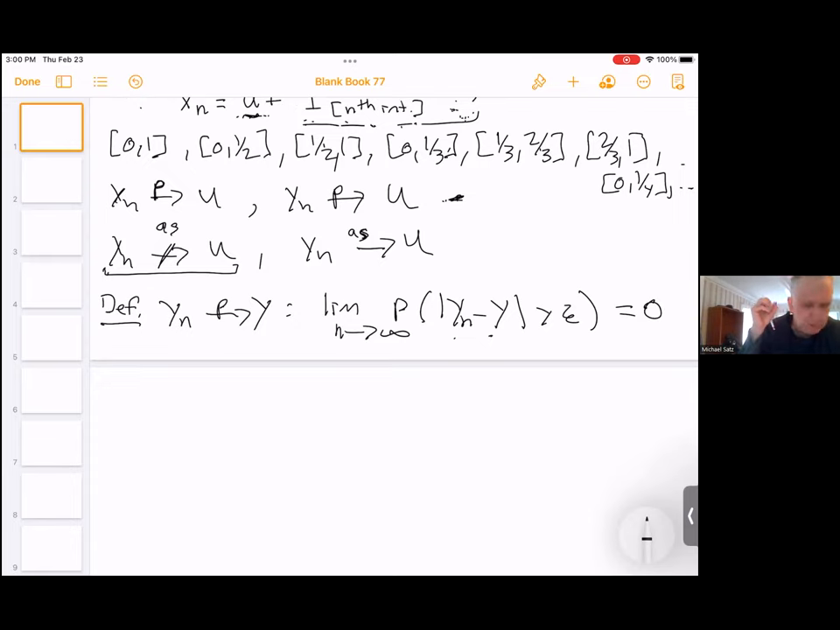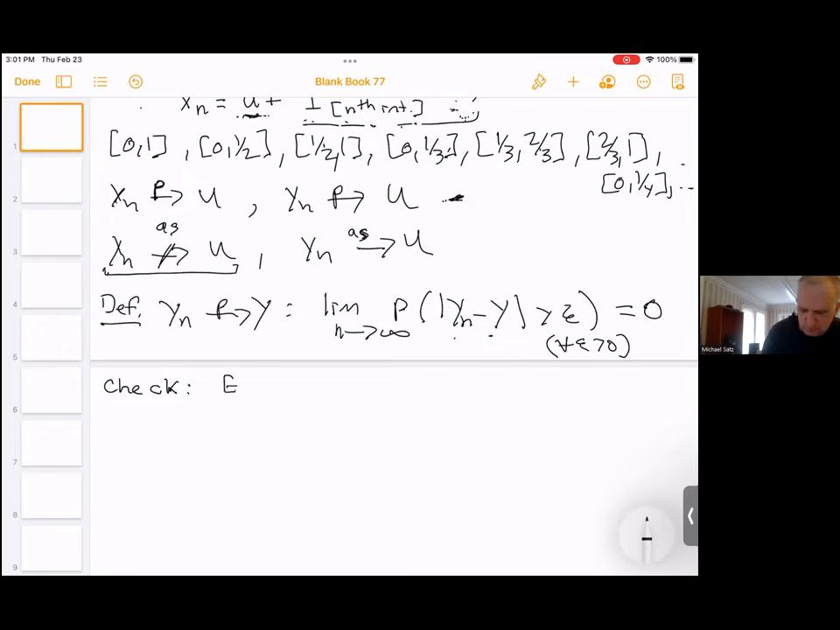Okay. Yeah, and this would be for any epsilon greater than zero. I leave this out a lot once you get used to it. So it has to be true even for very, very small epsilon. Okay, let's check the claims, for example, 1 and 2, that they satisfy this claim. So we're going to check both cases for the convergence in probability.